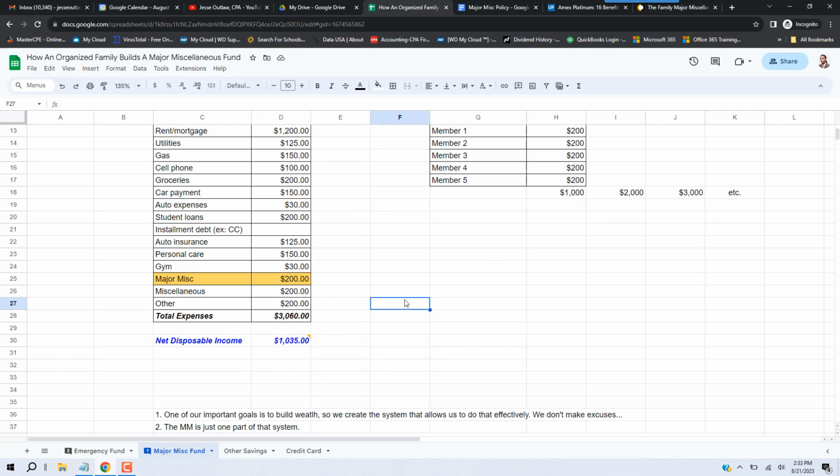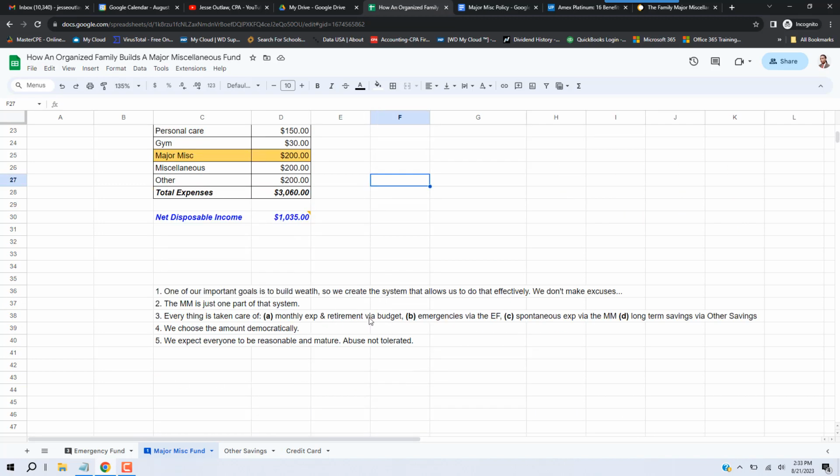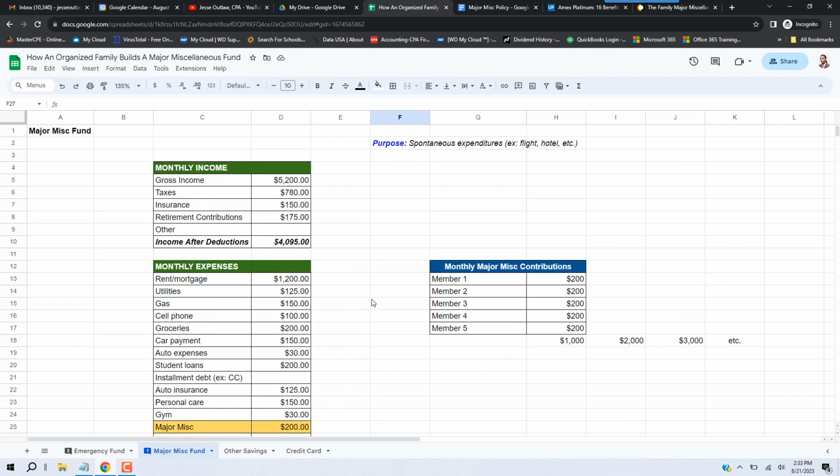So your monthly expenses are already taken care of. Your retirement is already taken care of, because if you go up here, one of the payroll deductions is a retirement contribution.